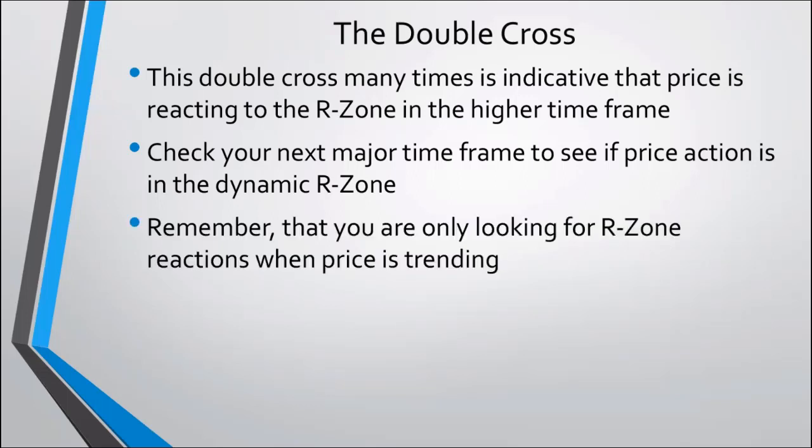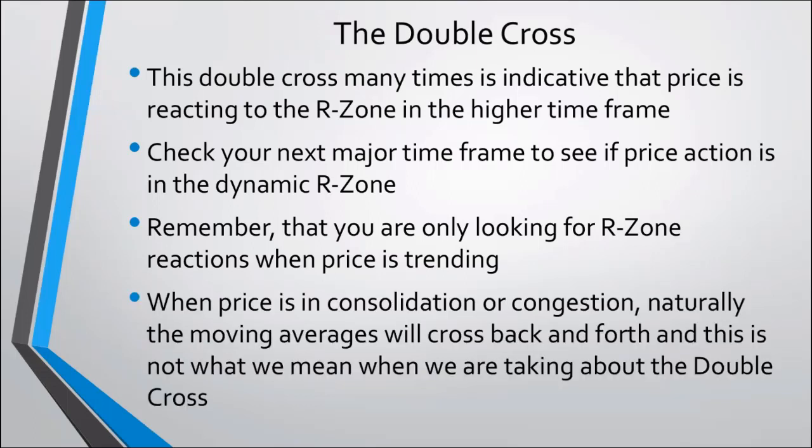Remember that you're only looking for R zone reactions when the price is trending. When price is in consolidation or congestion, naturally the moving averages will cross back and forth, and this is not what we mean when we're talking about the double cross. And you can go back, we've talked about this in our moving average videos, which are on our channel.